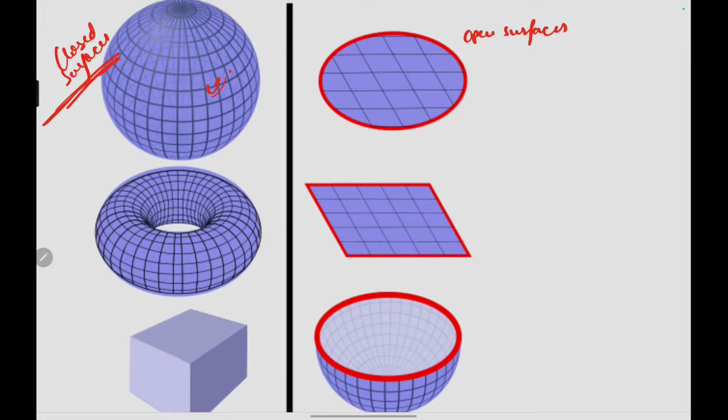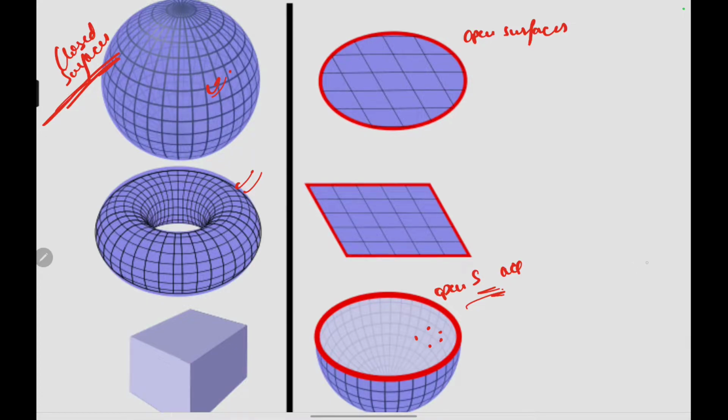This is a torus. Can you see the inner portion of this? No. Then this is a closed surface. This is a cube. Can you see the inner portion of this cube? No. So this is a closed surface. Then these are open surfaces. Let's say you have taken a cricket ball and cut it from the center. Now can you see the inside of this cricket ball? The answer is yes. So this would be termed an open surface. I hope this concept is clear to you.